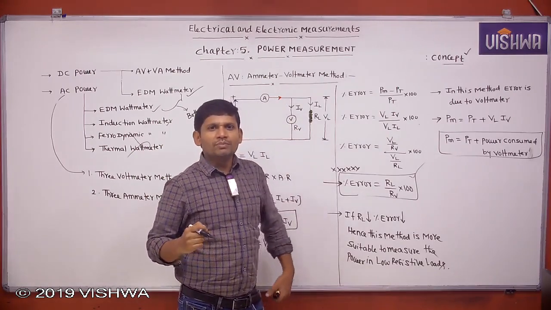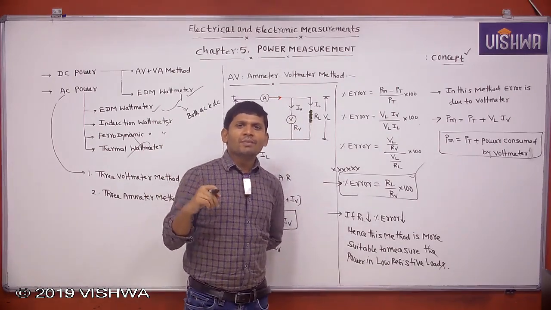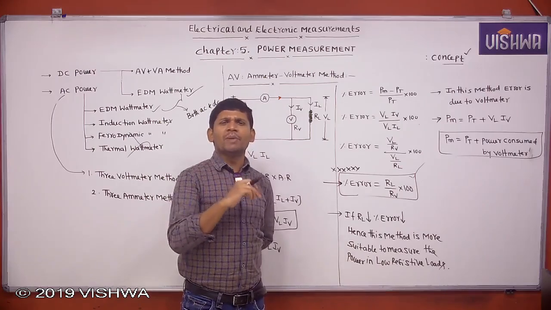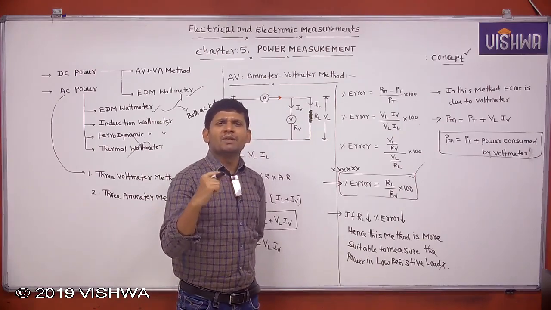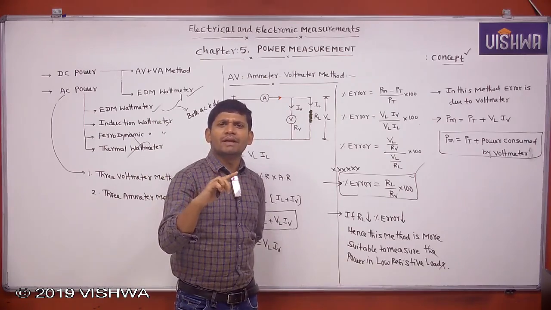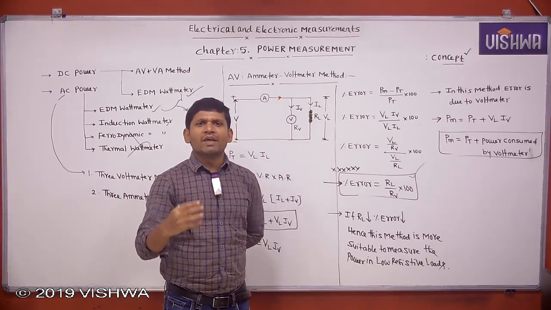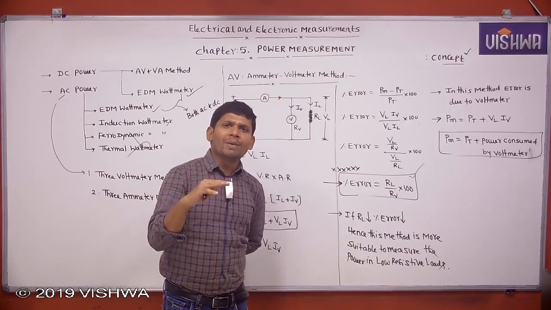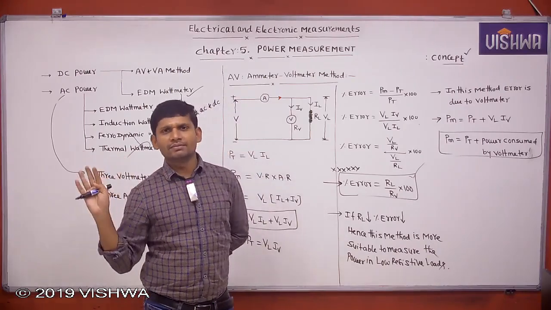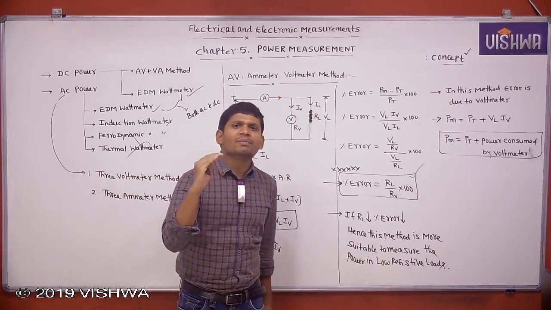For example, if the question asks like this, in AV method, measured power equal to dash. No need to by heart. In AV method, voltmeter is at load side. Then the error is due to voltmeter. Therefore, measured power equal to true power plus power consumed by voltmeter. The meter which causes the error, that meter will consume the power.